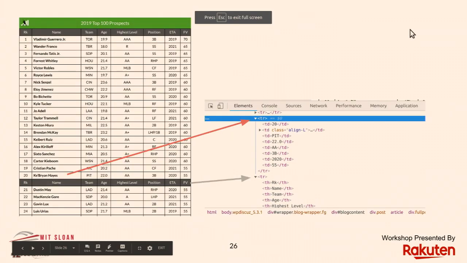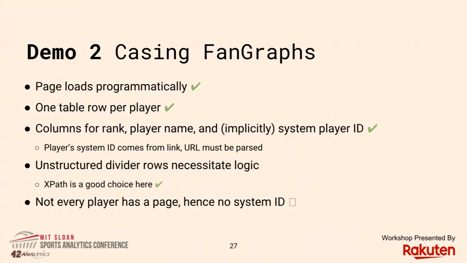Just again, there's an example of that if you want to go back when the deck is out after the slideshow. So we know the page loads programmatically, 1 row per player. We have columns for the information we need. We do have an unstructured divider that necessitates logic, but we know that we can use our old friend XPath here to continue, and we know that not every player has a page, so no system ID.